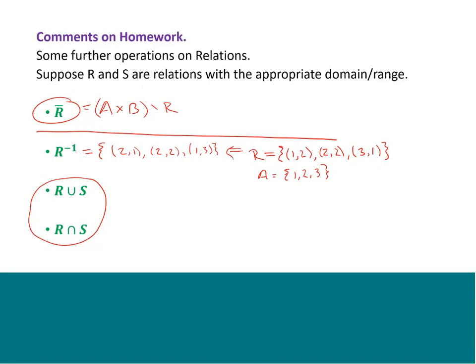To address the last question, the A cross B and then slash R, slash in the way that you typed it actually means something else, but it's set subtraction. So let me write that down. Set subtraction. And remember, set subtraction was where you remove any elements of R that are inside of the A cross B. All right, so that's a comment in terms of homework. The R inverse was really the main one that I wanted to let you guys know about.